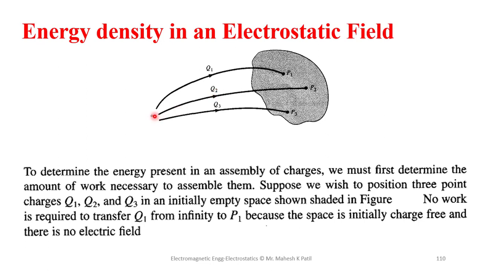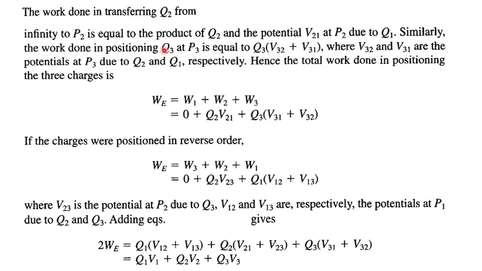Similarly, consider the work done in transferring the charge Q2 from infinity to point P2. We want to move it from the infinite position to the position P2, and that work we are going to calculate here. It is basically equal to the product of charge Q2 and the potential V21 at point P2 due to Q1. What is the meaning of this?